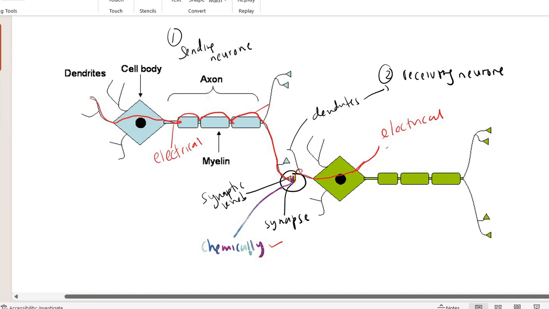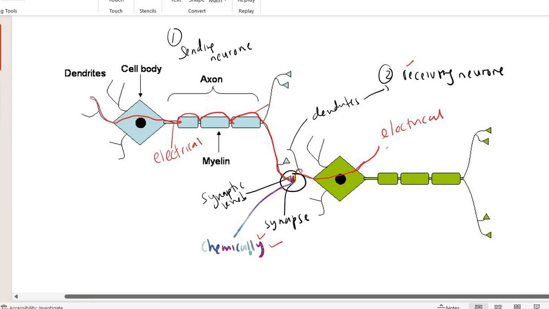You must remember, the impulse flows in the axon in the neurons in the form of electrical signal until it reaches the synaptic node. But when it reaches the synaptic knob and then has to travel through the synapse, it must be converted into chemical. Then after it passes through the synapse and enters the dendrites of this receiving neuron, it will be converted back into electrical impulse. So electrical, chemical, electrical. That's why something occurs in the synapse.